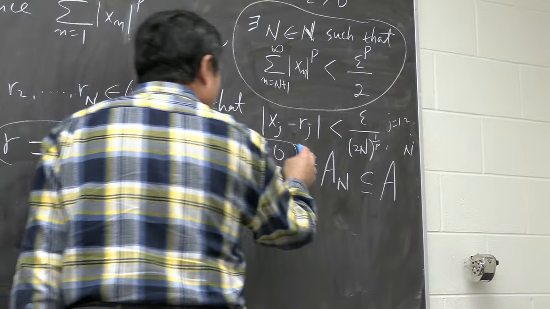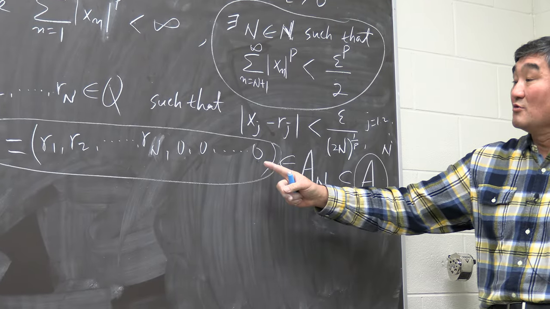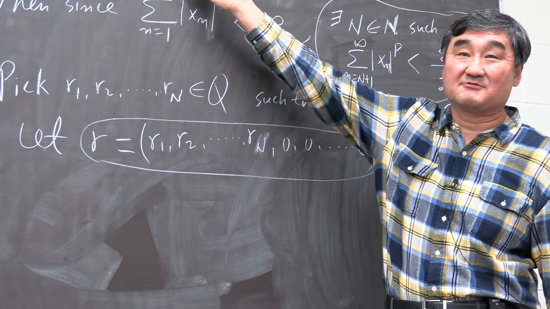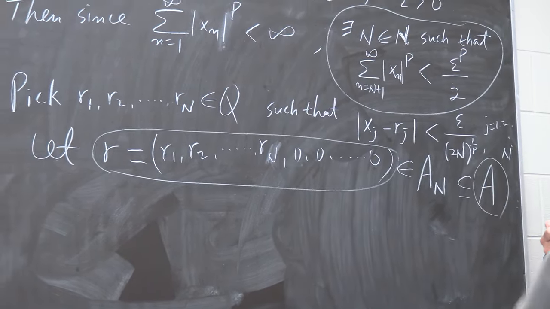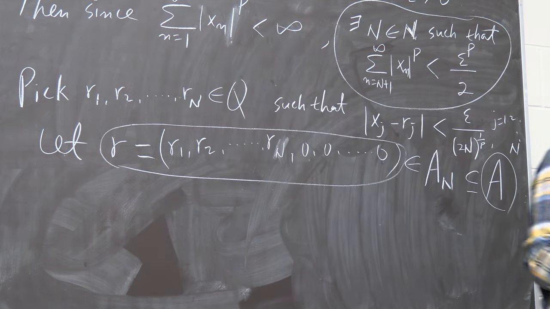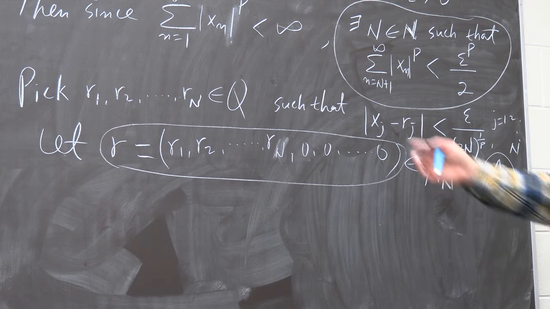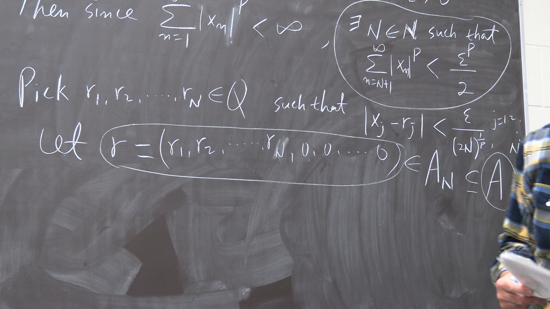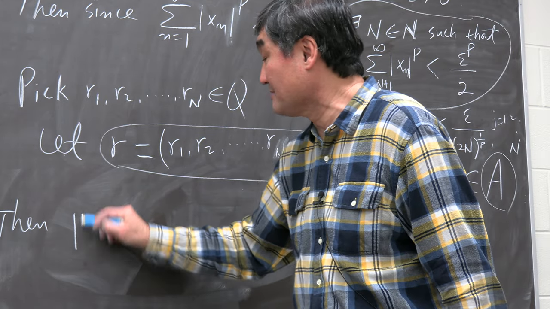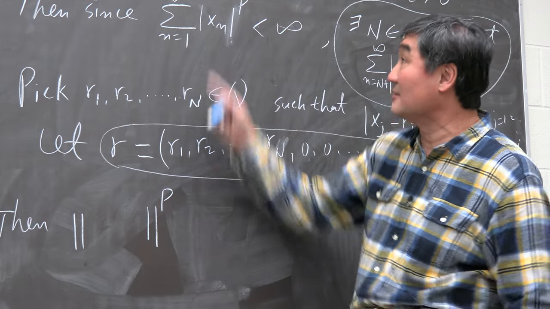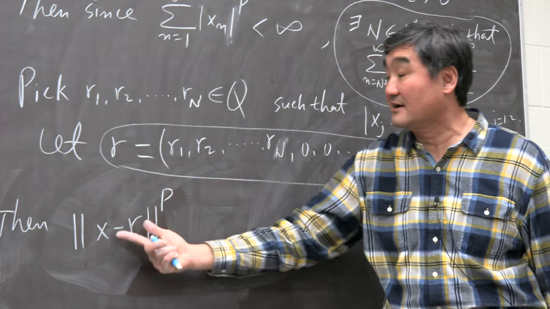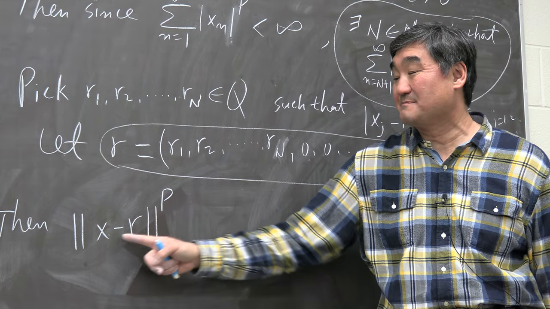So this sequence is an element in capital A, and we want to claim this sequence R is in the epsilon neighborhood around the sequence we have picked up originally at the beginning. For that purpose, let's look at their distance. Then what happens to the p-th power of their difference? Let's look at the p-th power of their distance.